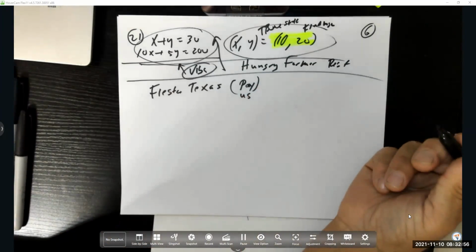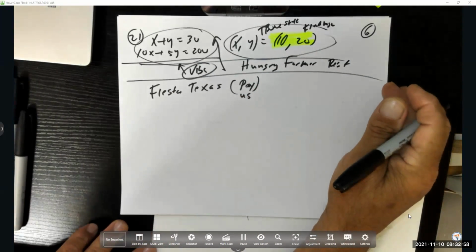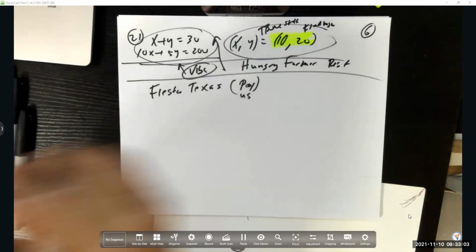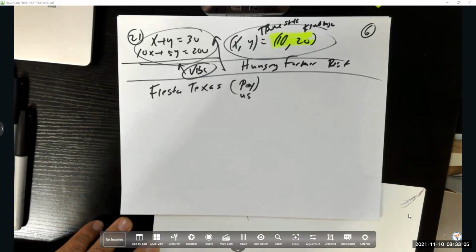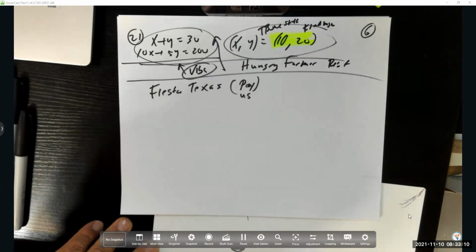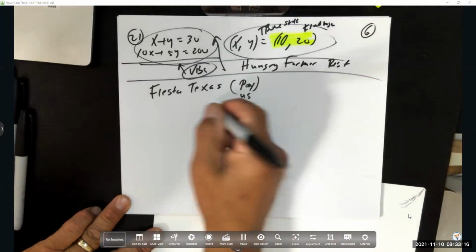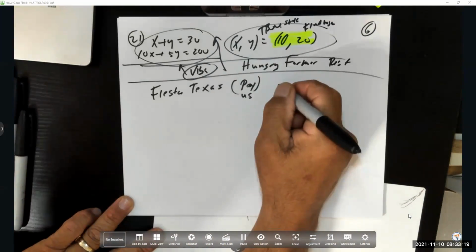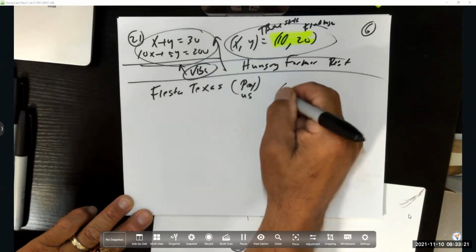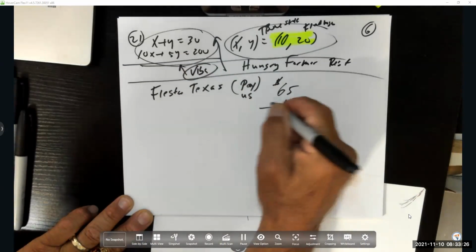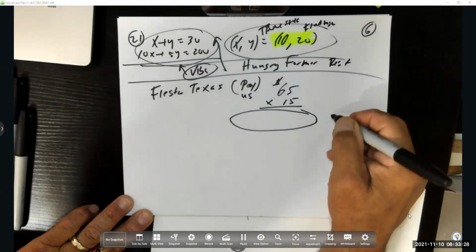How about SeaWorld? How much is it for one ticket at SeaWorld then? What do you think? 70 maybe? I don't know, 60? I'm not sure. I haven't looked at the prices. Let's go with Fiesta Texas. I'm just going to say they have coupons or something. So $65 each. And how many people? 15. So I want you to do this. Multiply these two numbers. This is for the tickets.